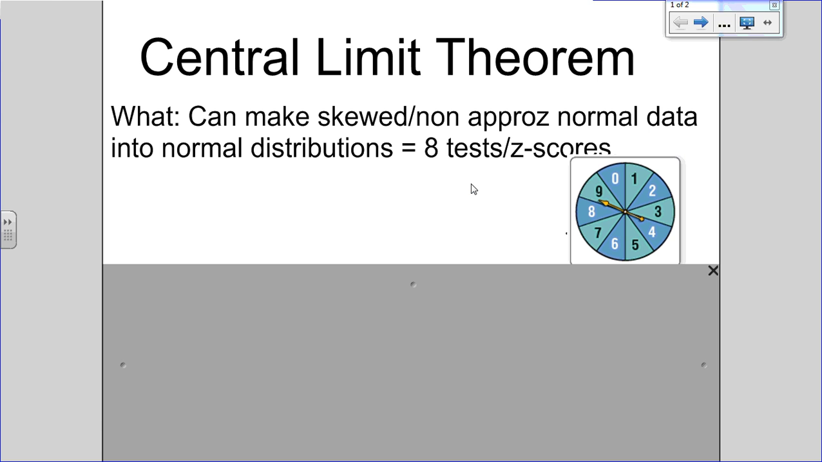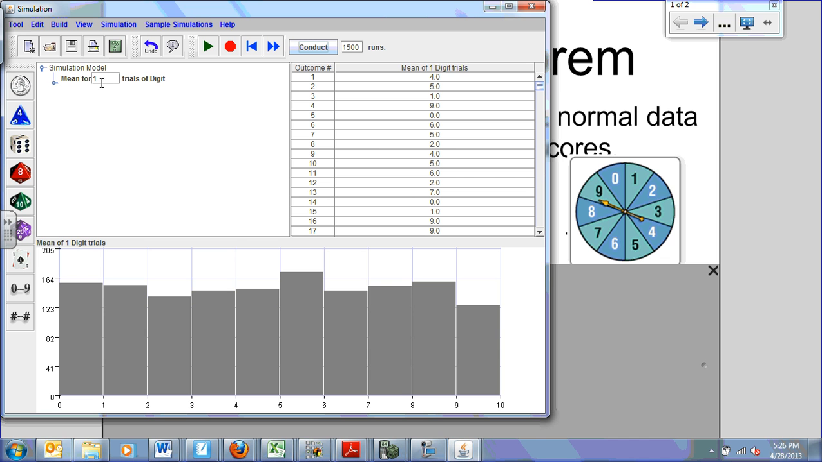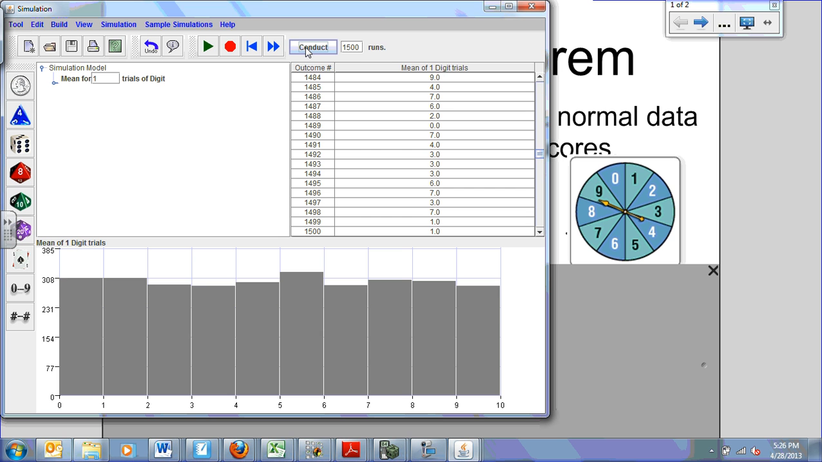So if you run a simulation, which I'll do here, that's what this does. If I just take 1,500 runs and conduct that, it's just doing the data for one, finding the mean of one data point, and just plotting it. As you can see, pretty uniform. Straight across the board, pretty equally likely. I got a couple more 5s, it looks like, than the other ones, but if I conducted 1,500 more runs, it's going to get pretty much uniform straight across the board. So we can't find a normal distribution shape or use any of those tests.